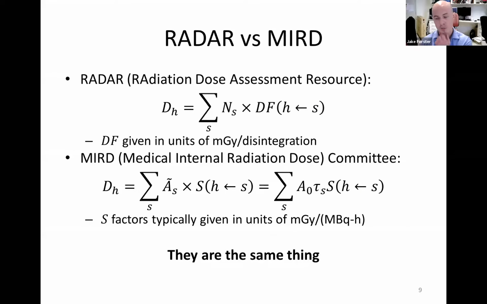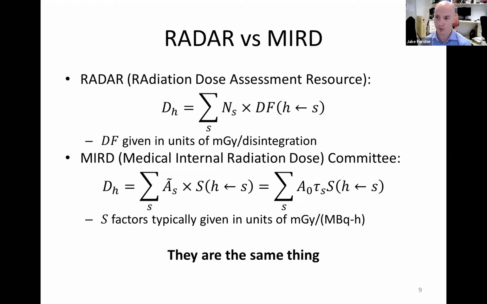If you go and look at some publications in internal radiation dosimetry, you can see this MIRD formalism written a couple of different ways. The way that I've presented it to you so far is actually called the RADAR way of writing things. RADAR stands for Radiation Dose Assessment Resource, so that's their own group. This is the formalism in which we talk about the number of disintegrations and multiplying that by a dose factor, which is in units of milligray per disintegration.